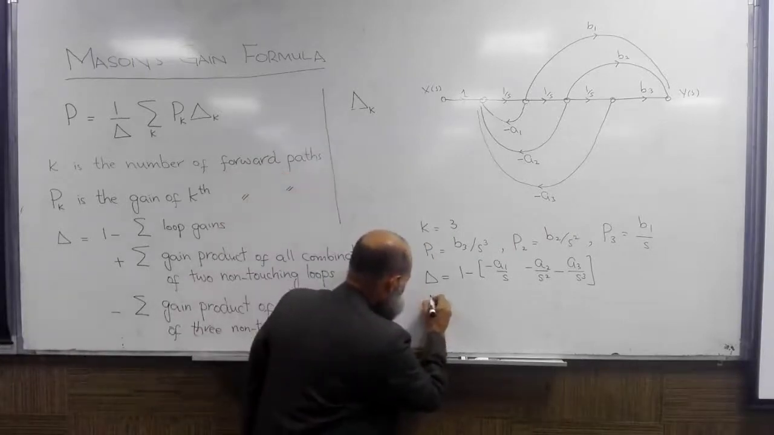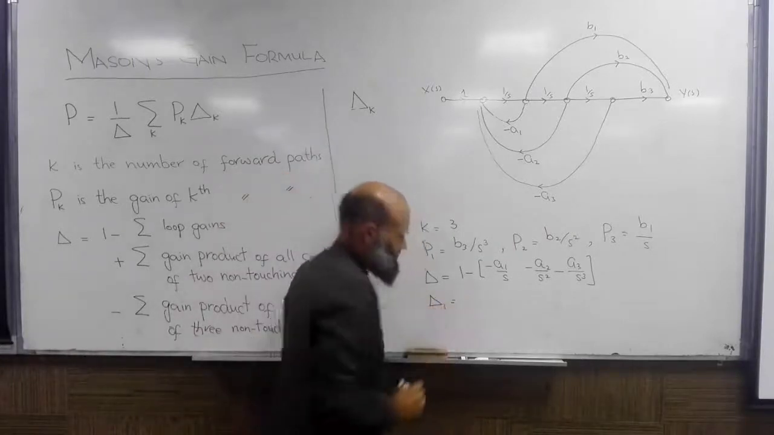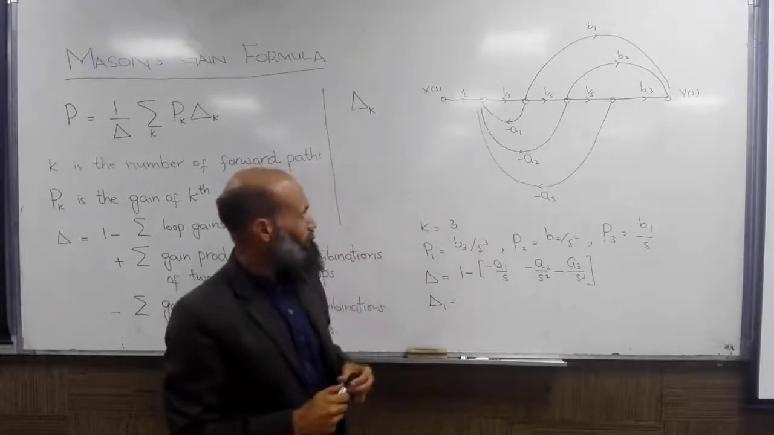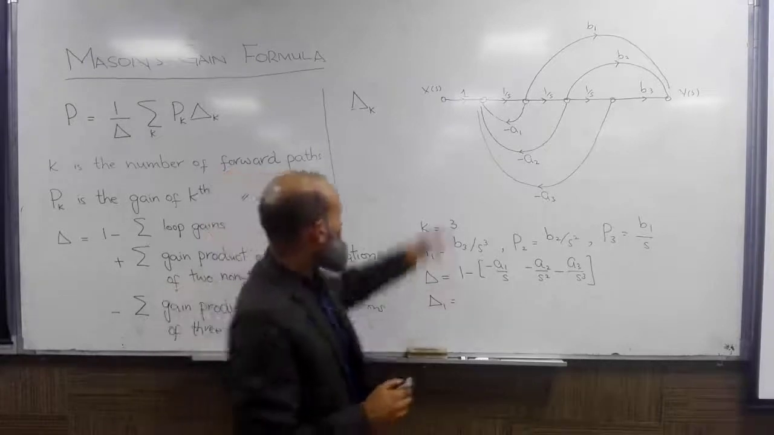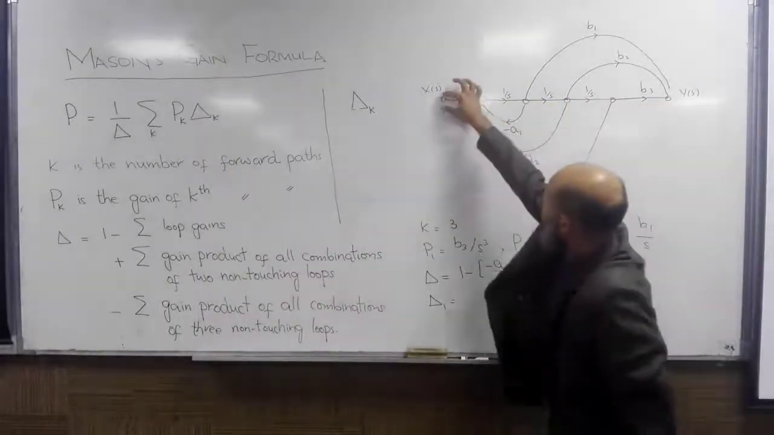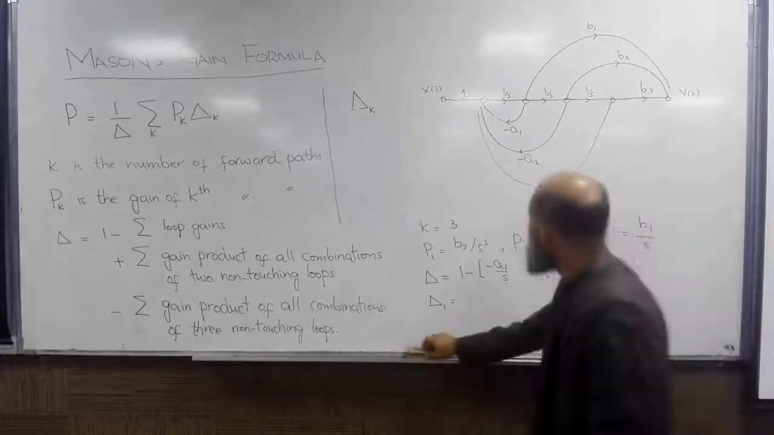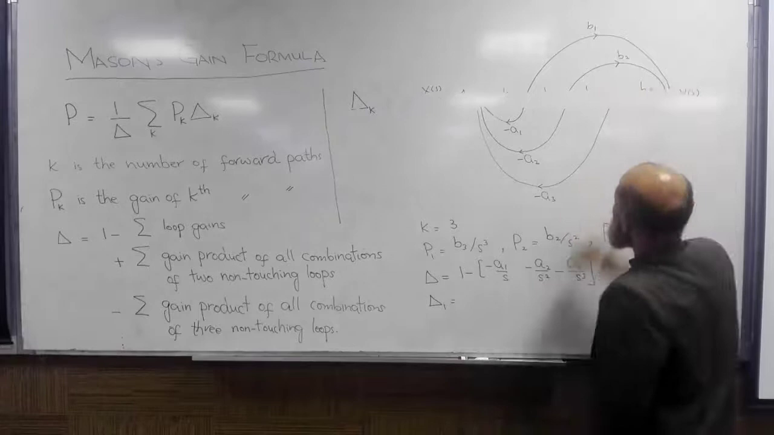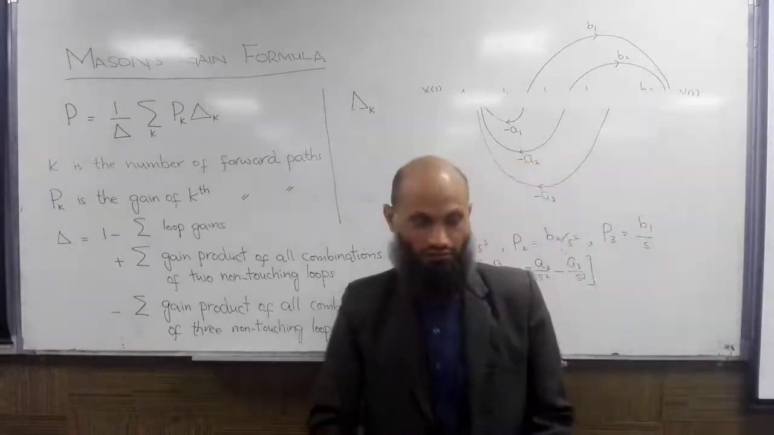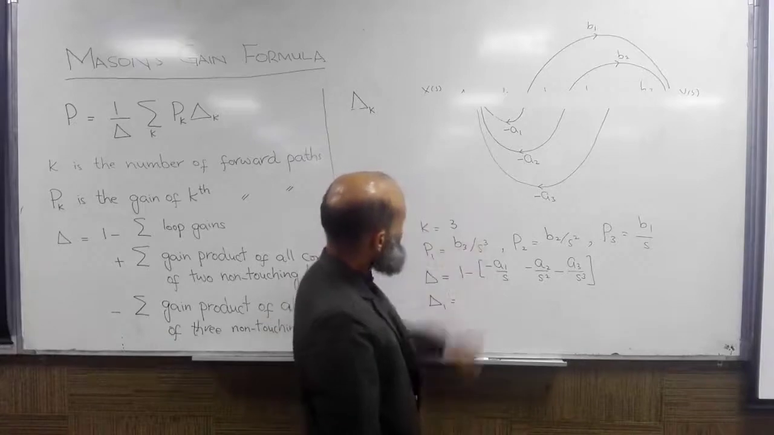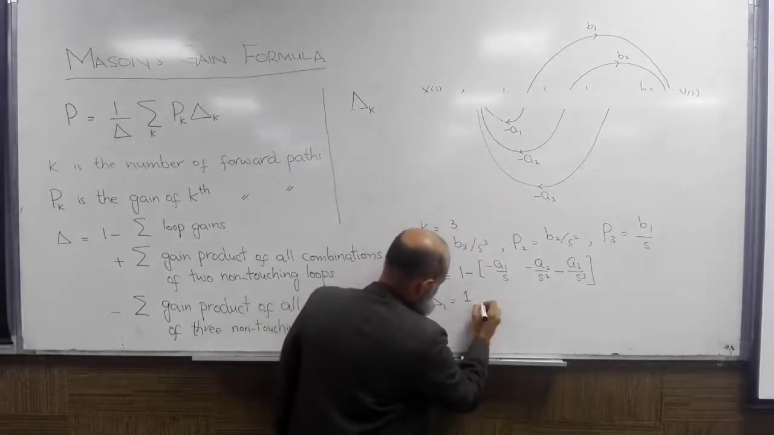How to determine delta 1? To obtain delta 1, we shall remove the first forward path. That is, we shall remove this forward path. If we remove this forward path, how many loops are there? There is no loop. So delta 1 is 1.